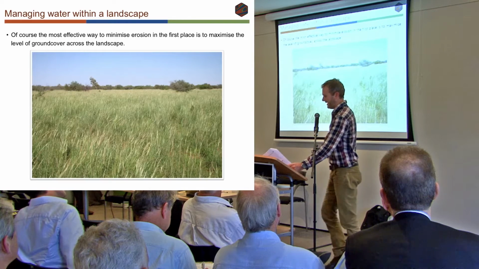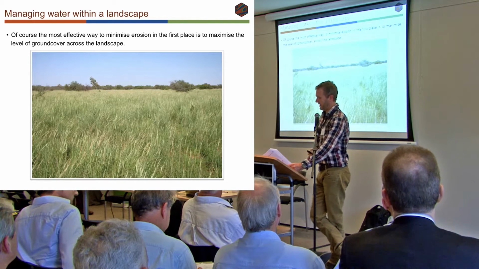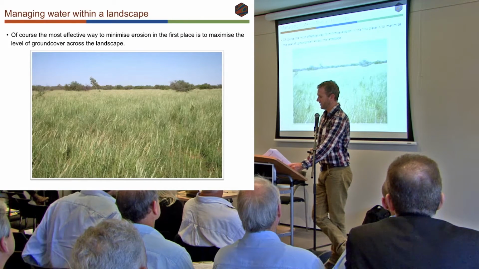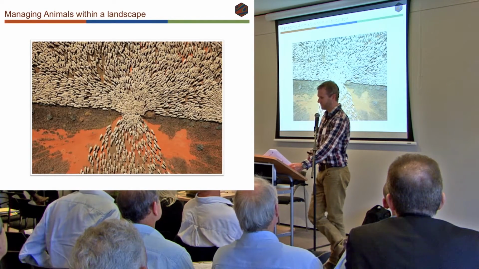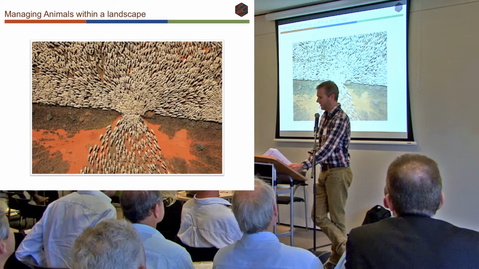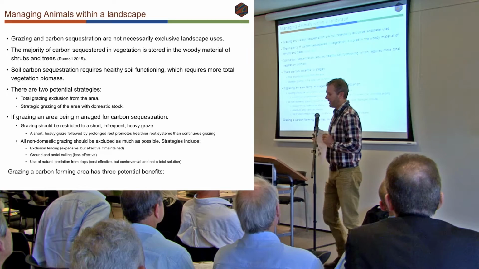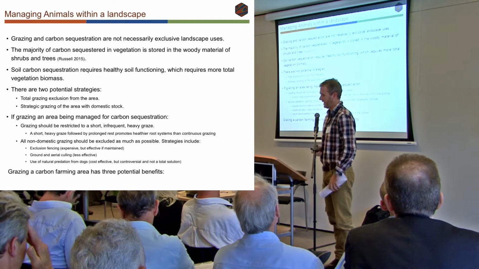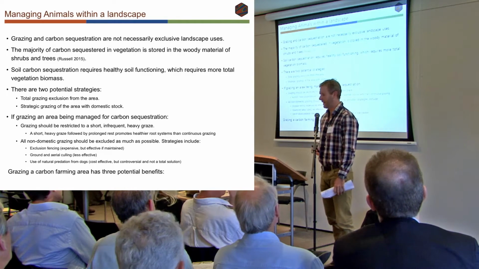Of course, the most effective way to minimise erosion in any sort of landscape is to maximise the level of ground cover you have. That leads me to the next point, which is managing animals and how best to do it. Again, probably not like this. We've already talked quite a bit about grazing, so I'm going to really try and quickly get through this, but there's essentially no contradiction between how you manage landscapes for carbon and grazing.